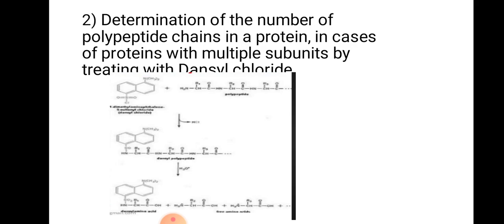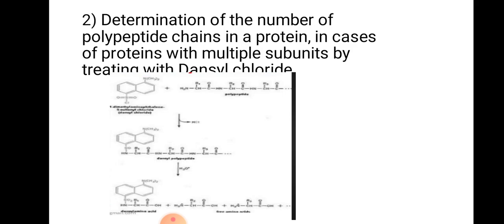Once we have a pure sample of protein, we want to determine the number of polypeptide chains in it. If the protein contains multiple subunits, the number of polypeptide chains is assessed by treating the protein with dansyl chloride. This dansyl chloride reacts with the polypeptide chain to form a dansyl polypeptide, and upon acid hydrolysis, dansyl amino acids are released. From the number and nature of the dansyl amino acids, we will be able to determine the number of subunits in a protein.